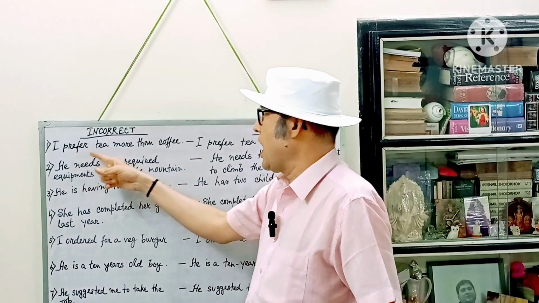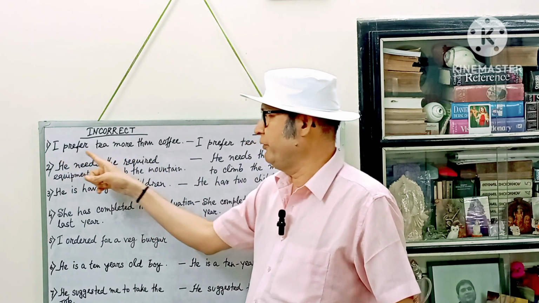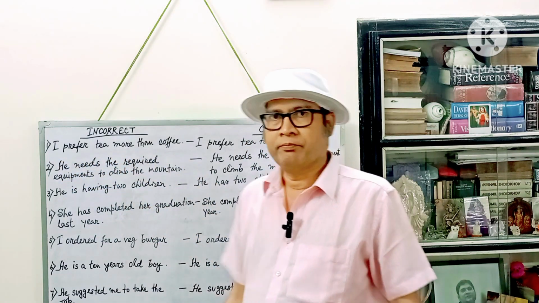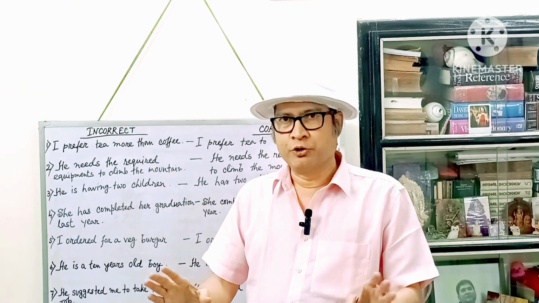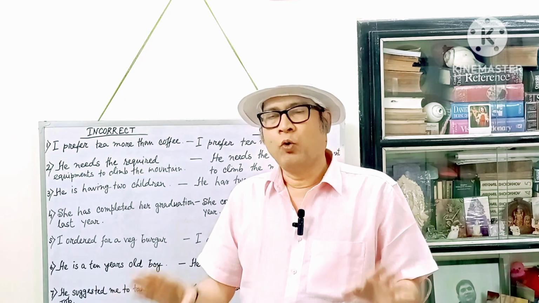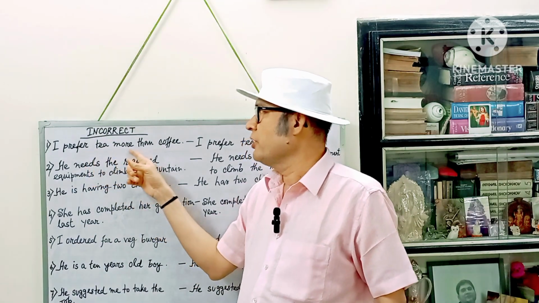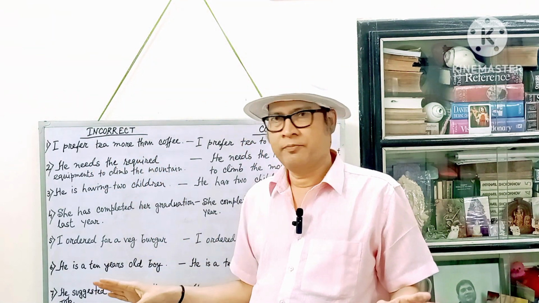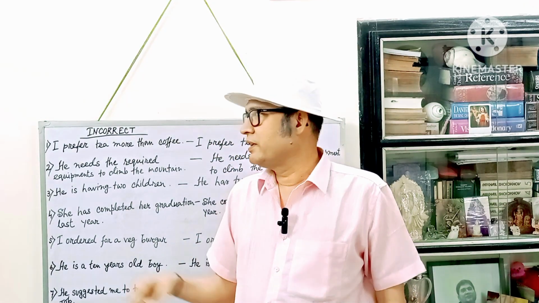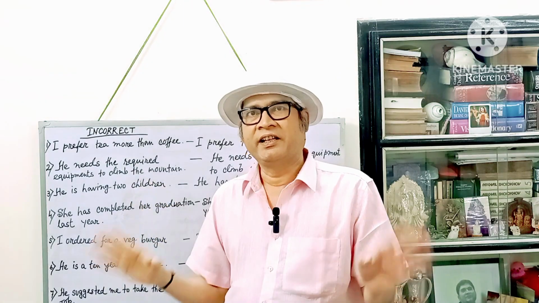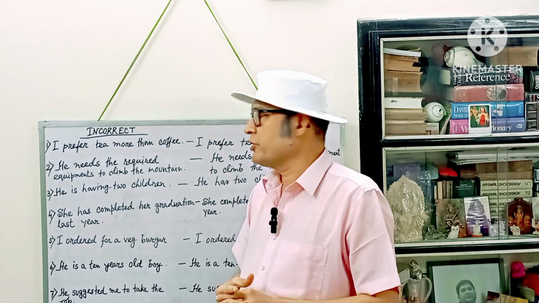Number one, I prefer tea more than coffee. Apparently, a correct sentence because the meaning does not confuse you. You can clearly understand what your friend wants to say, and so you think that the sentence is absolutely faultless. But, dear, a strict grammarian will tell you that the construction of the sentence is incorrect. Absolutely incorrect. Why? Where is the error in this sentence?